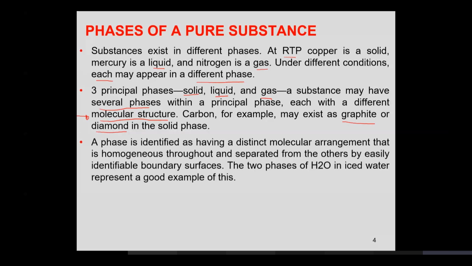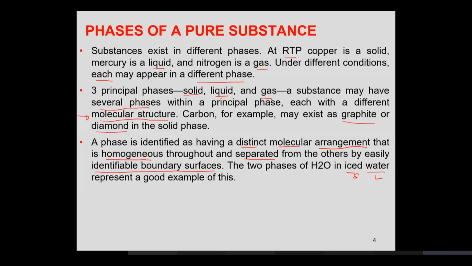A phase is identified as having a distinct molecular or atomic arrangement that is homogeneous throughout the material and is separated from other phases by an easily identifiable boundary or surface. For example, the two phases of H2O in iced water. Ice would have its own molecular structure, water in the liquid state would have its own molecular arrangement, and the distinction between the two would be the boundary or interface between the solid and the liquid phase. Is this point clear?